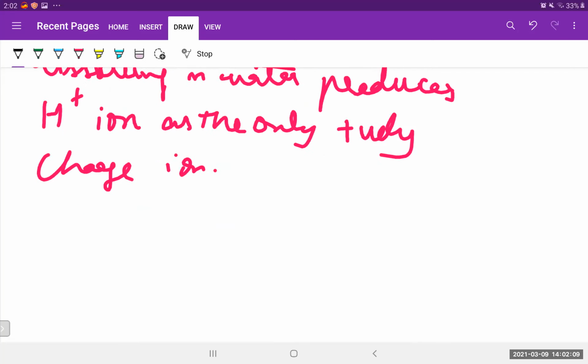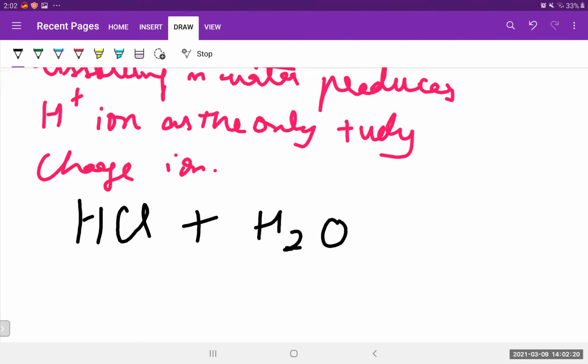What does it mean? That when we have any acid, let's take the example of HCl, when we react it with water, it will give H plus ion. It will give H plus as the only positively charged ion. Is it clear? What is the thing with an acid when we dissolve it in water?